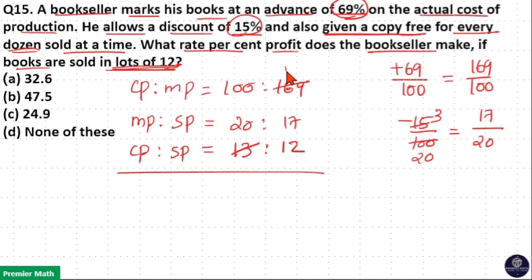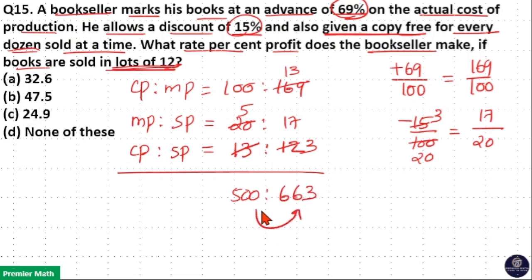13 goes 13 times in 169. 4 goes 3 times in 12. 4 goes 5 times in 20. 100 into 5 is 500. And 17 into 3 is 51. 51 into 13. 51 into 10 is 510. 51 into 3 is 153. 153 plus 510 is equal to 663.